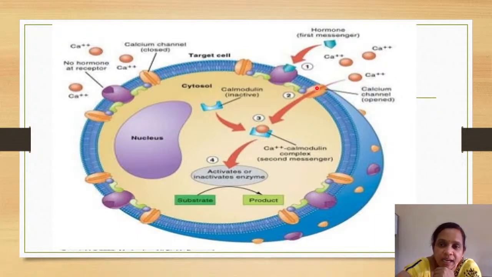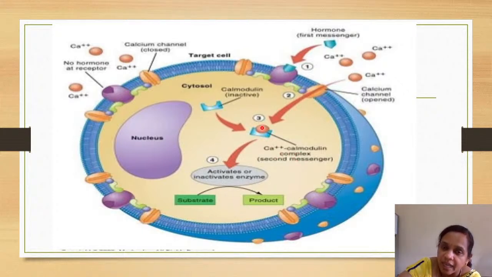The calcium channels are open and calcium will influx into the cytosol. Once it enters the cytosol, calcium binds to the calmodulin that is present in the cell. The calmodulin is active until that time. Once calcium enters, calmodulin is activated and a calcium-calmodulin complex is formed.